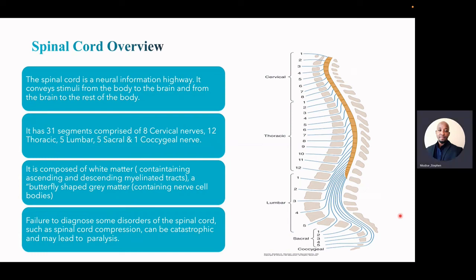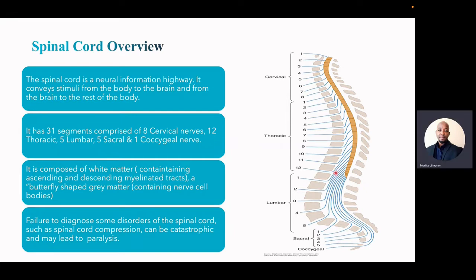Let us begin with the overview of the spinal cord. Remember that the spinal cord is a neural highway that proceeds inferiorly from the medulla into the vertebral column all the way down, terminating at level L1, L2 at a structure called the conus medullaris. Inferior to that, we can appreciate a bundle of nerve fibers coming inferiorly, forming what we know as the cauda equina.